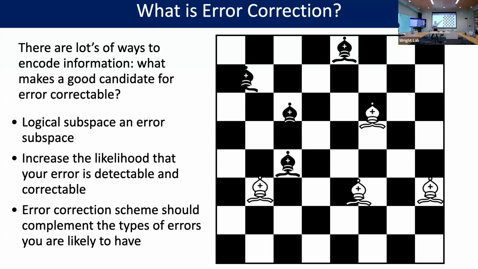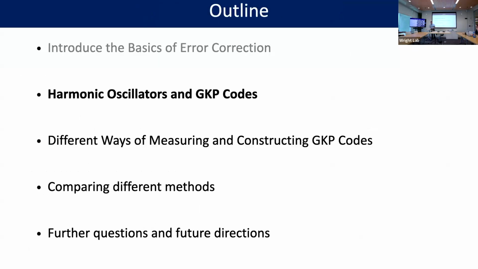First, you can't use all the spaces. You need to divide your space into a logical subspace and an error subspace. And that will increase the likelihood that your error is both detectable and correctable. Secondly, you want the error correction scheme to match the type of error you have. For example, if we were hitting the board on the corner and your pieces were more likely to move diagonally, this would be a bad error correction scheme, because you'd be more likely to go from a white space to a white space. But when we hit the sides, we've got a pretty good error correction scheme.